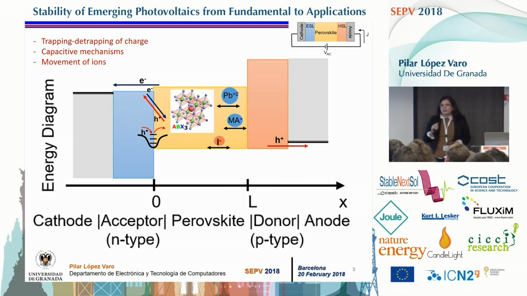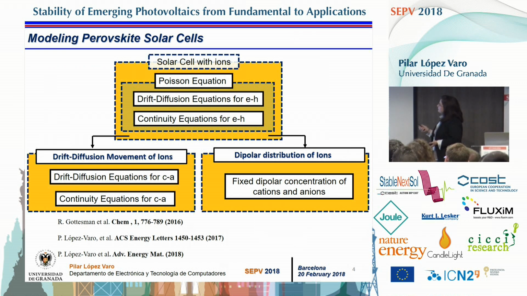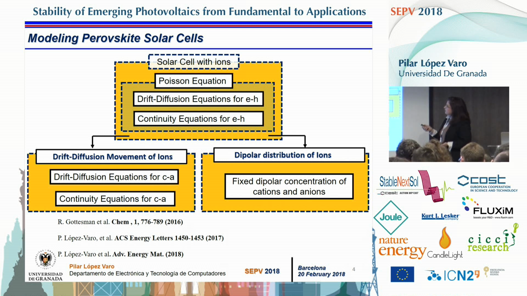In this work, we are going to focus on the effect of the presence and the migration of ions in the perovskite semiconductor. To handle this issue, we developed a simulator that simulates the perovskite solar cell as a solar cell with ions. We consider the Poisson equation, the diffusion equation for electrons and holes, and the continuity equation for electrons and holes. With this set of equations, the performance of the perovskite solar cell is very well defined.